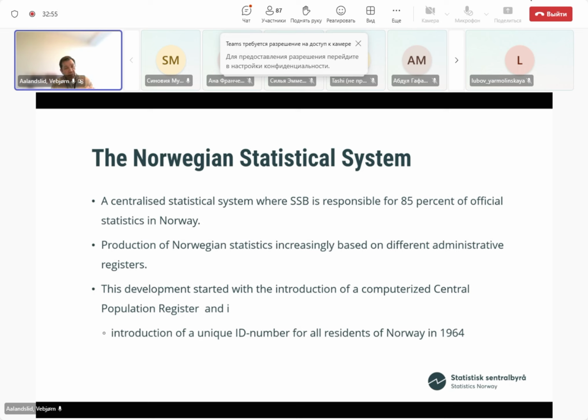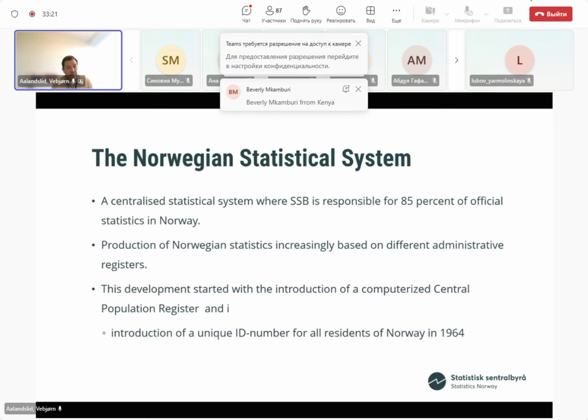We don't have an exact number on it, but we estimate that around 90% of all the official statistics that we produce in Statistics Norway come from different administrative registers. And even the few surveys that we do, in essence, rely on the registers, because the registers are the starting point for the sample surveys.